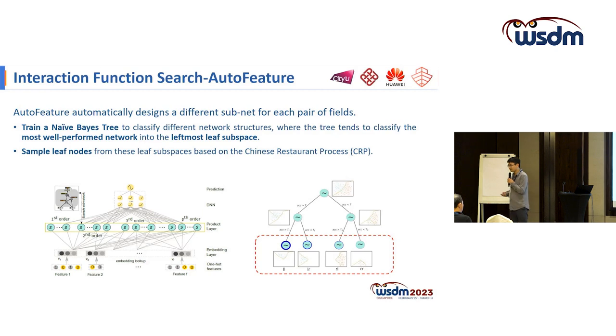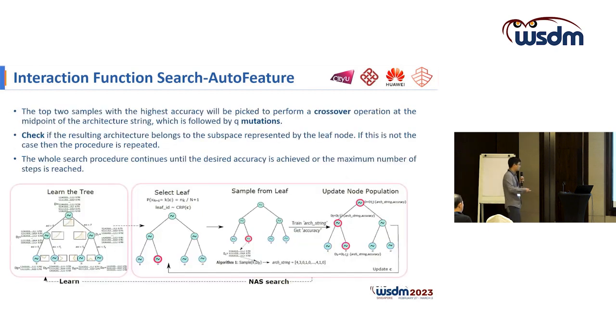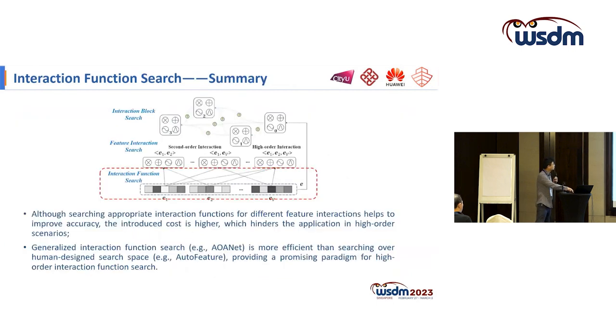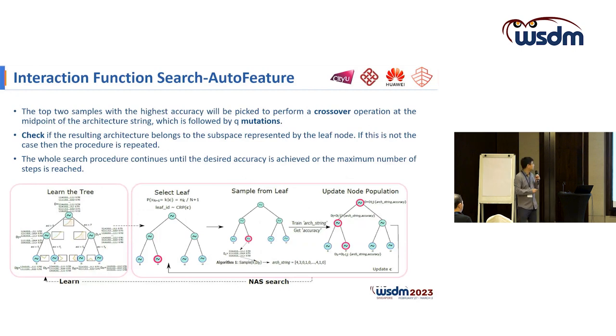But the problem is, how can we make sure that in the next round, the generated architecture belongs to a given leaf node? Of course, a naive approach is to do some random generation and test. If the generated architecture is not in the corresponding leaf node, then we generate again. But this is very inefficient. So another approach is proposed. Here we select the two best performed architectures in the corresponding leaf node and do some mutation and crossover to generate a new architecture, which is very similar to the architectures in this leaf node. So we think there's a very high chance that the generated architecture is in the corresponding leaf node.